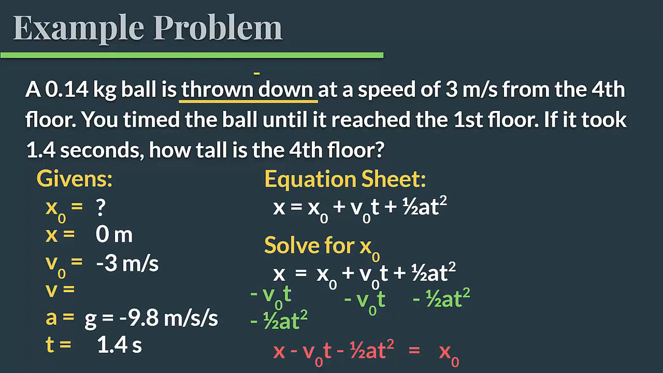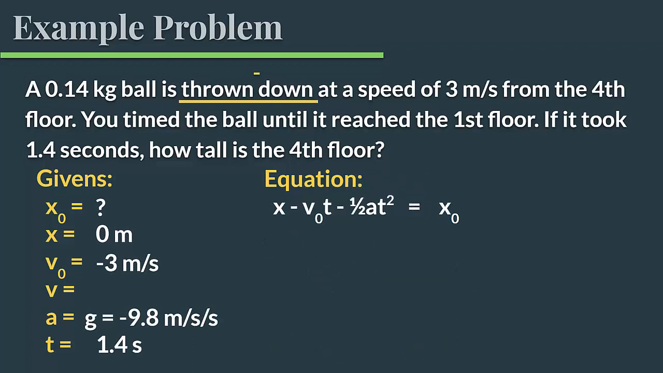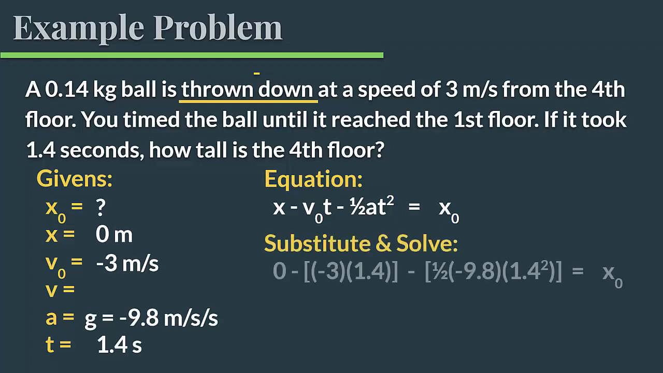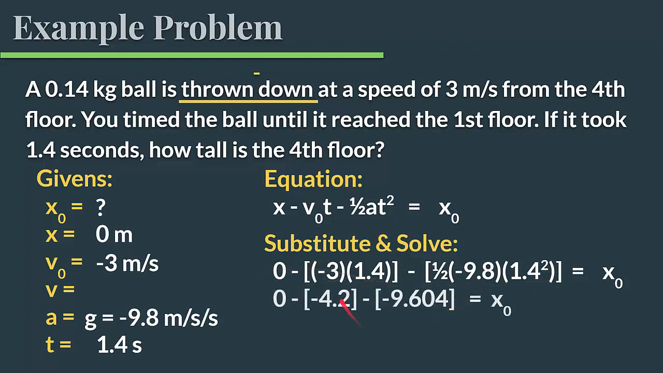Now that we have our equation set to equal the variable that we're looking for, we can substitute in and solve for our answer. If we plug into our equation, x is 0, v naught is -3, time is 1.4, so here's that piece, and then 1/2, my a value is -9.8, and then t squared. So that's what goes into your calculator. Obviously, you can ignore this 0 here. -3 times 1.4 is -4.2.